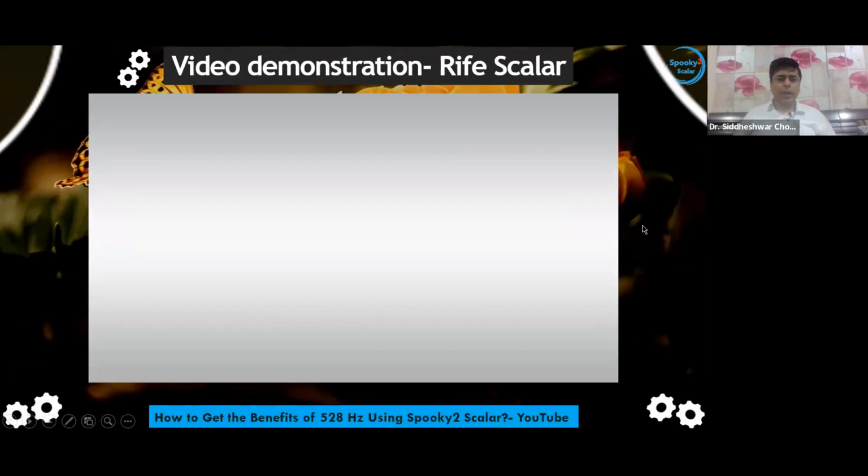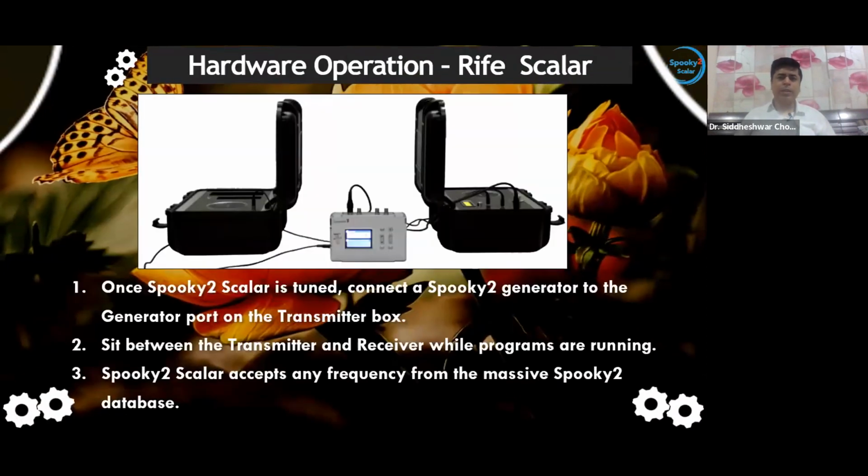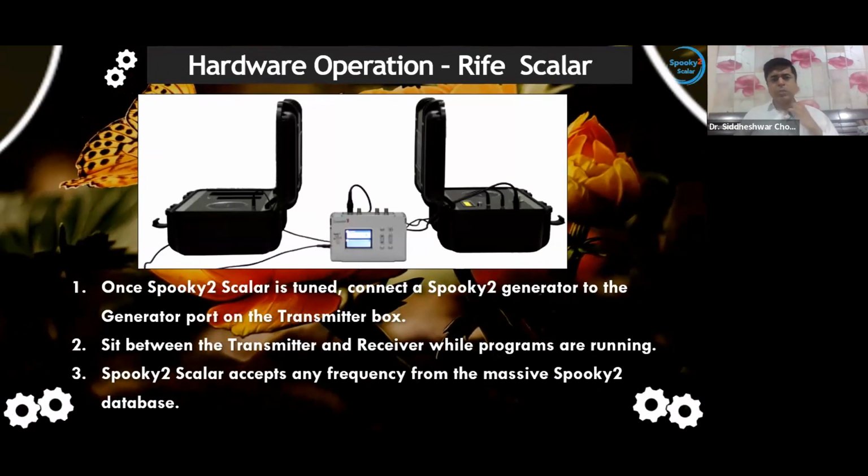Now the third and most important mode is the Rife scalar mode. As I said, you can use the Rife scalar mode to transmit any programs, any specific frequencies, or any frequencies you want to transmit to your body. You can use generator X to do that job along with the scalar. When you purchase Spooky2 Scalar kit, you already get generator X with that.